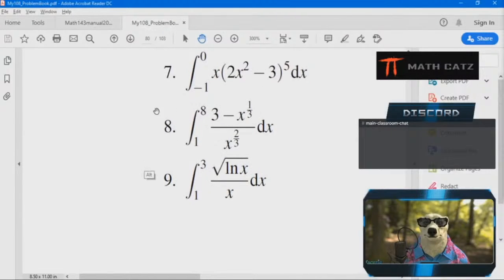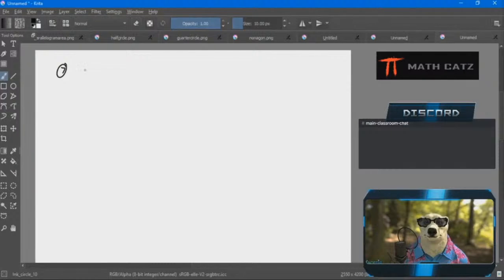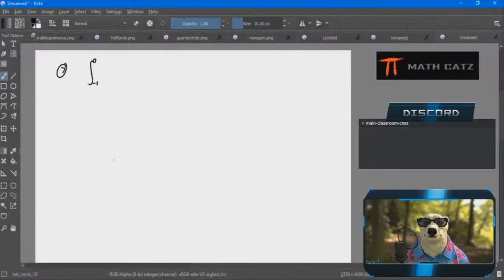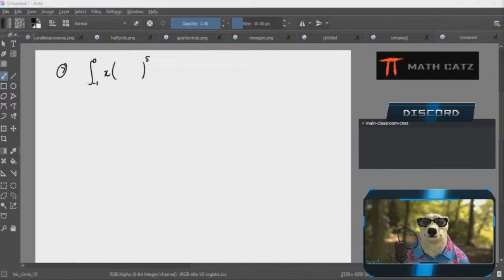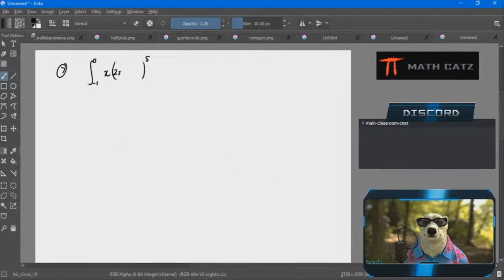All right, let's do number 7. Integral from -1 to 0 of x times bracket to the power of 5, 2x squared minus 3. 2x squared minus 3.